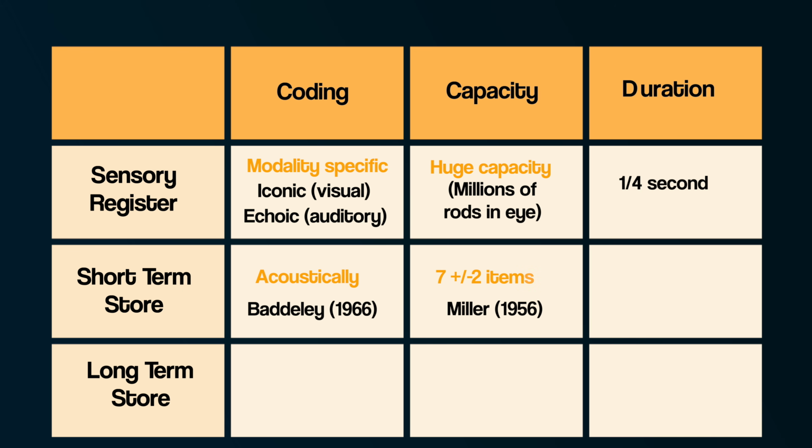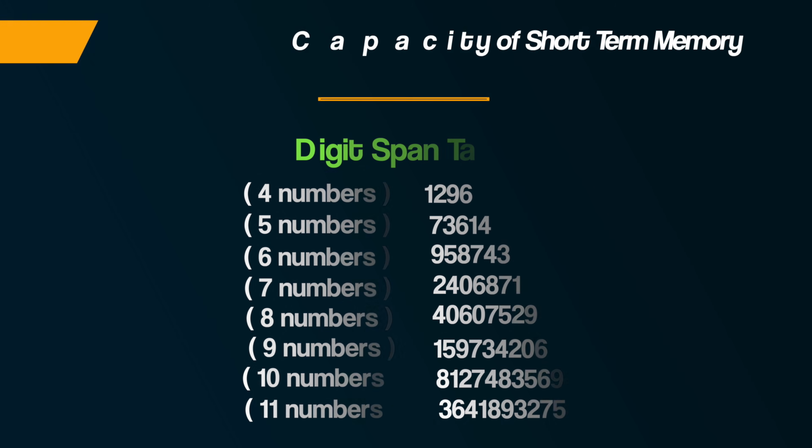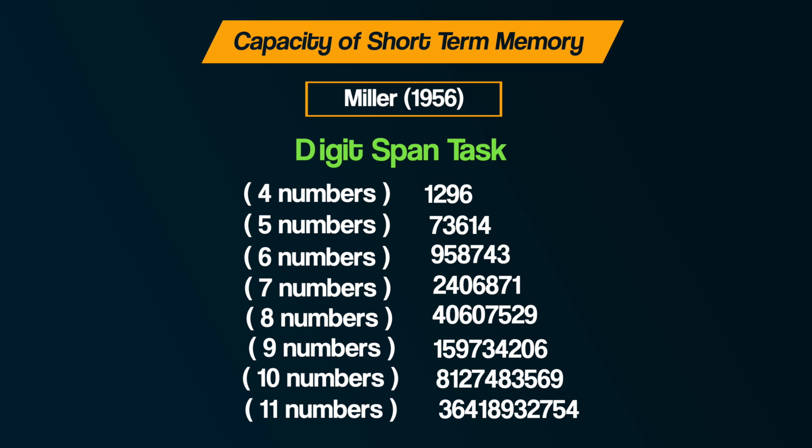We know the capacity of short-term memory from Miller's 1956 research, which found that people can typically hold 7 plus or minus 2 items in their short-term memory. This was supported by digit span tasks, where participants were asked to recall sequences of numbers of increasing length.